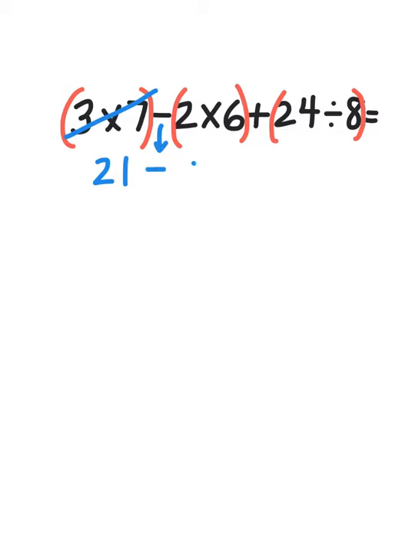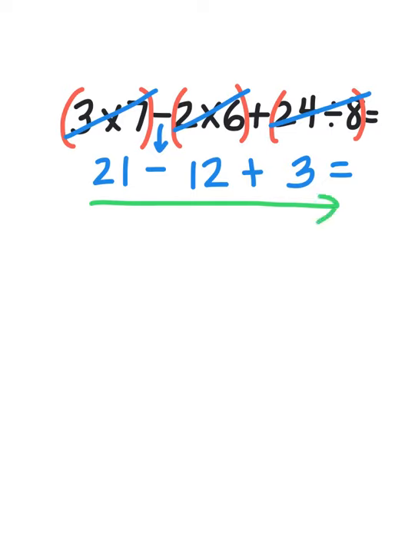2 times 6 is 12. We write the answer right below, cross it out, bring down the plus sign. 24 divided by 8 is 3. We cross out the problem and bring down the equal sign. Now we go from left to right. All we have to do is subtract and add.